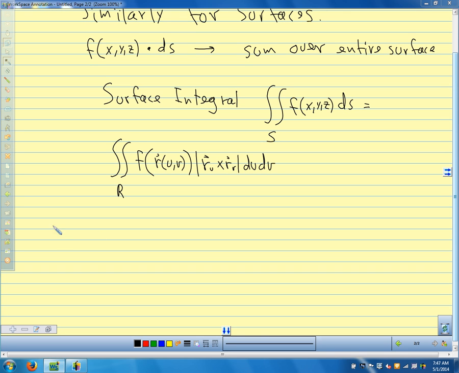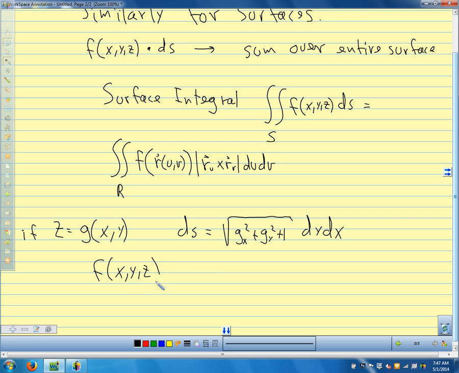For the most part, we're going to have z be some function of x and y, the way we normally, in quotes, work with surfaces. So z is some function of x and y. Our ds was this radical, g sub x squared plus g sub y squared plus 1, dy dx. And f of x, y, z just becomes f of x, y, and g of x, y. So we just have to substitute for z, and we end up with a function just of x and y. And then R becomes our region in the xy plane.